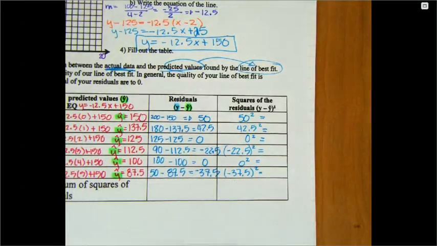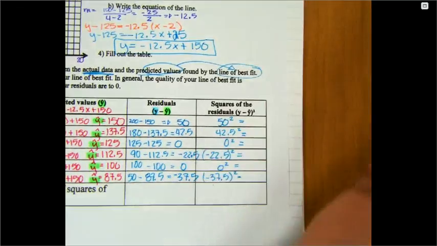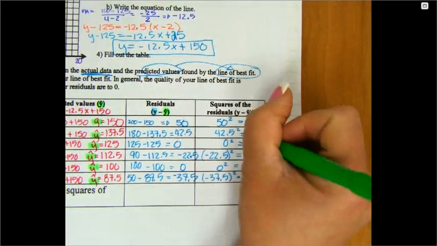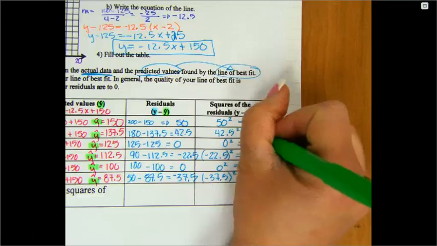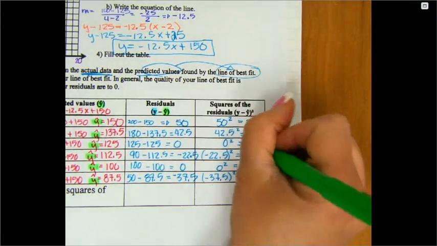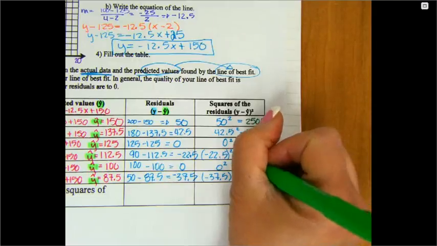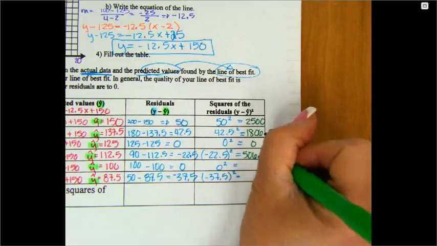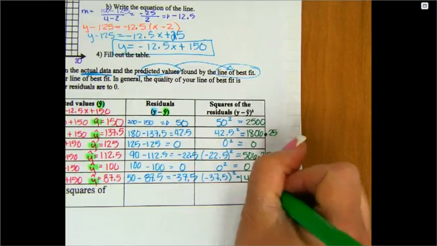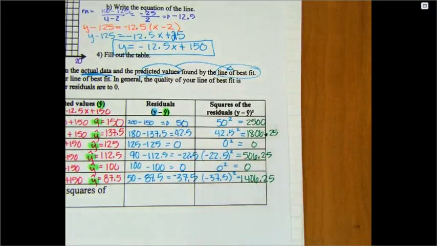Okay, ready? All right, 50 squared is what? 2,500. 42.5 squared is? 1806.25. Okay, the next one? 0. The next one? 506.25. Good. The next one? And the last one? Good. We good? And see what we just did?